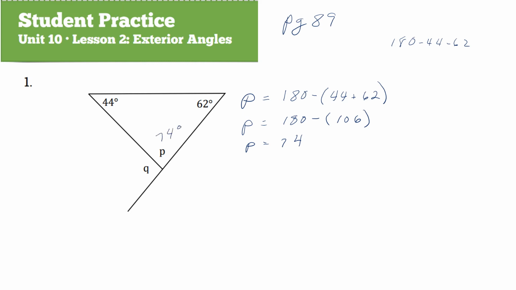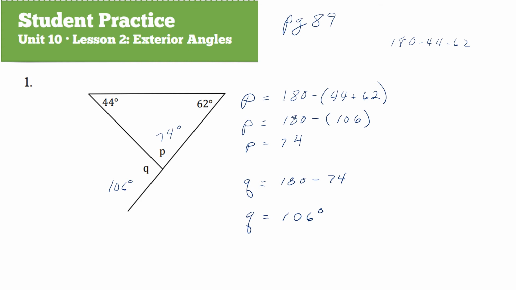All right. Now, Q is going to be 180 minus 74. Okay, because these are supplementary, right? So Q is going to equal 106. Now, do you see something there? 106. I should write that neatly, Mr. Kutz. Oh, yeah. 106 degrees. Q equals 106.